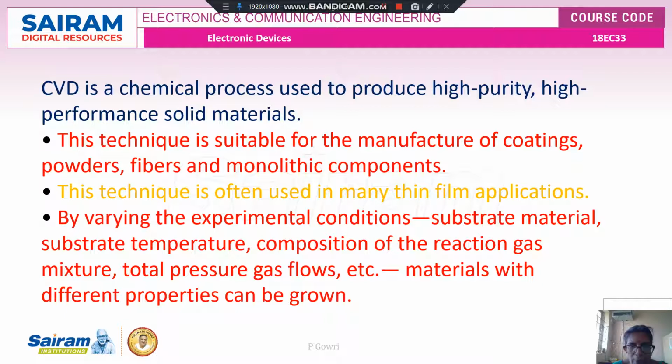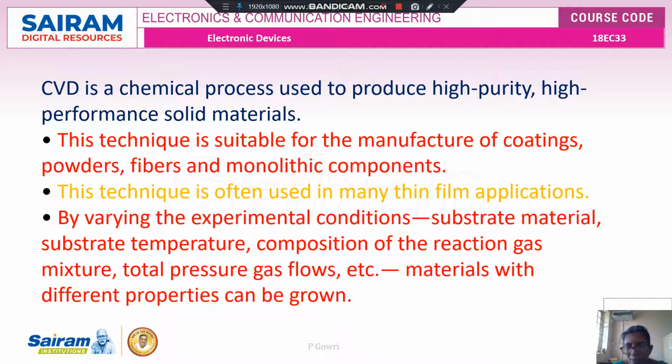So we know that whenever I want to go for an oxidation or diffusion process, the gases will be used, and the elements or the ions which are passing will be deposited on the surface. Because of that, the surface will get oxidized, or converted to the required electrical property. Here CVD is a technique used for manufacturing of coatings, powders, fibers and monolithic components.